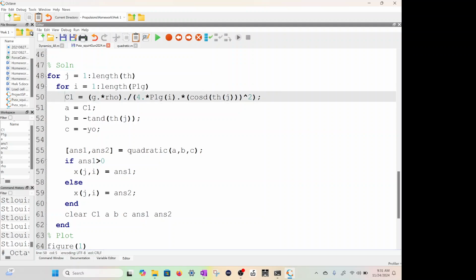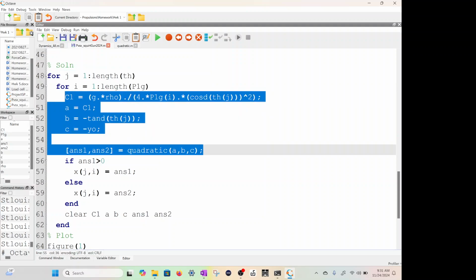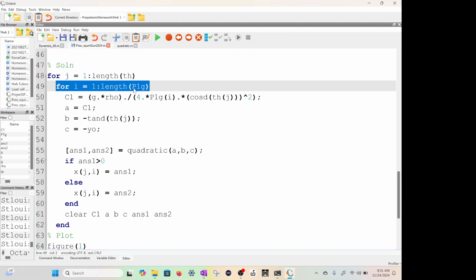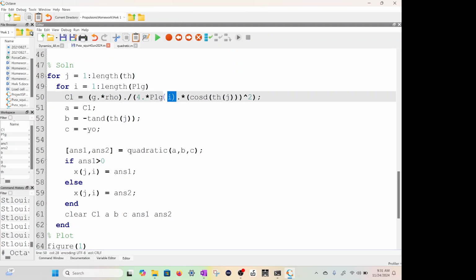So again, it's the same equations from above. Same exact equations. You just copy and paste. However, you see here I have for I equals 1 to length of P1. That's going to do the loop that many times. Wherever I have P1 gauge, that's where I need parenthesis I. Wherever I have theta, TH, you need parenthesis J. So parenthesis J there, parenthesis J there. And then boom, I find my quadratic.